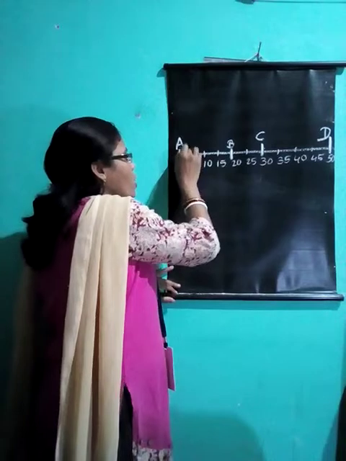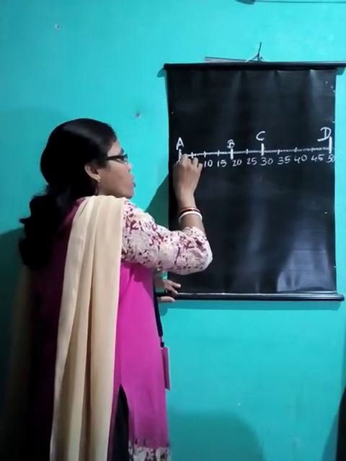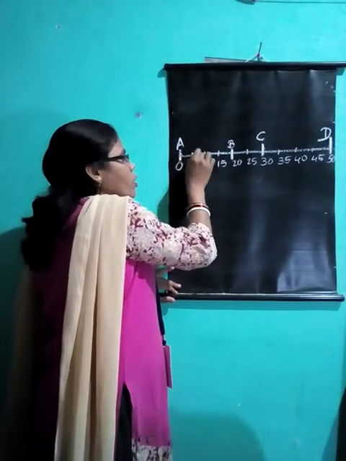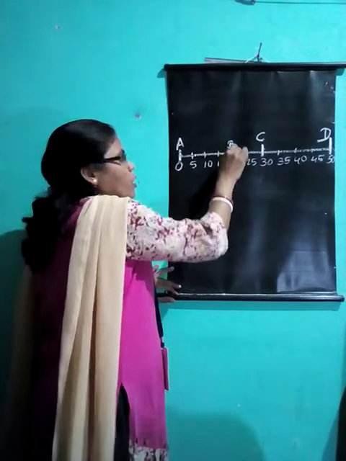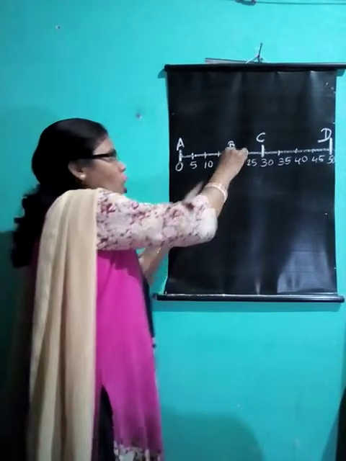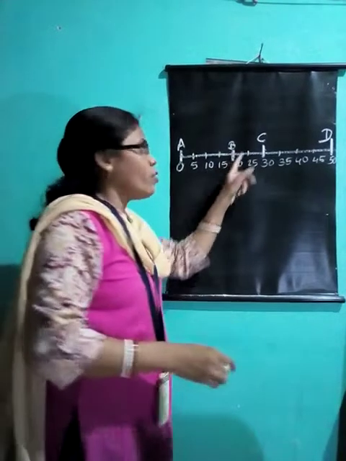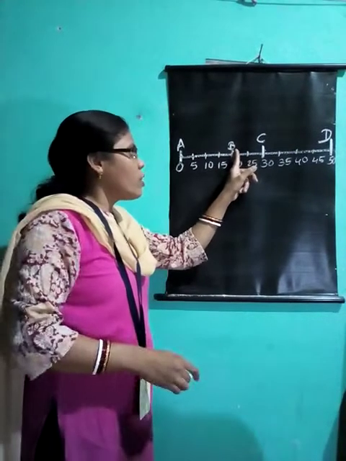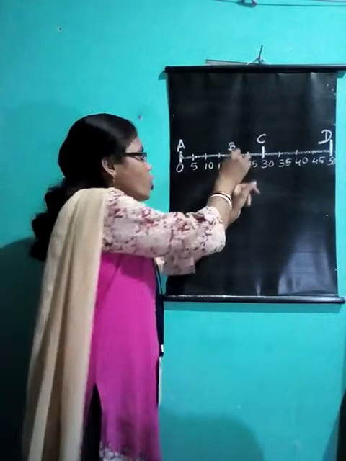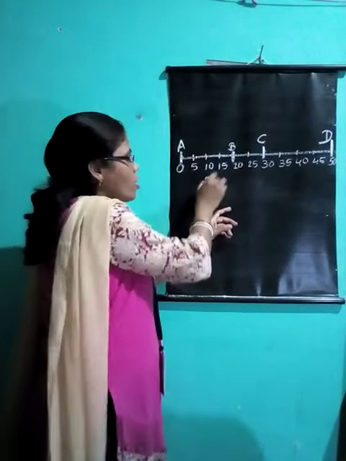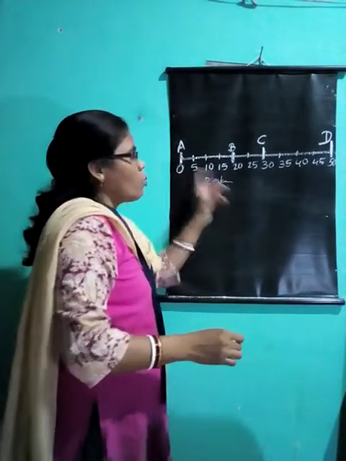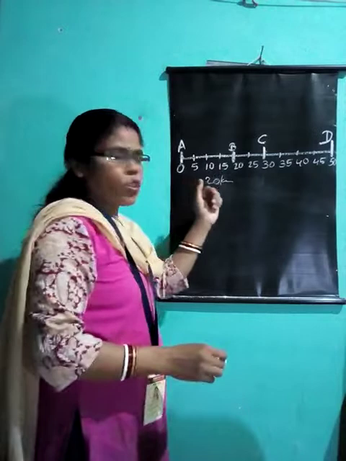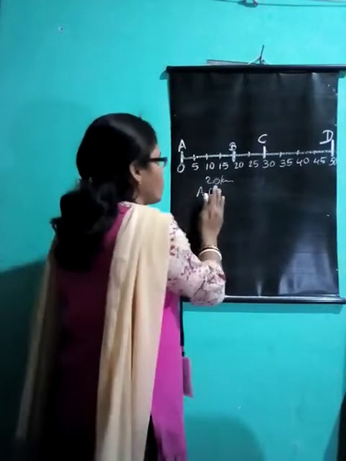Now when it has started from A, this is 0. It has covered 5 kilometers, then 10 kilometers, then 15 and reached position B. At position B, how many kilometers has it covered? When it has reached B, it is 5, 10, 15, 20 kilometers. So it has 20 kilometers when it reached B, because this is 20 minus 0, you get 20 kilometers.